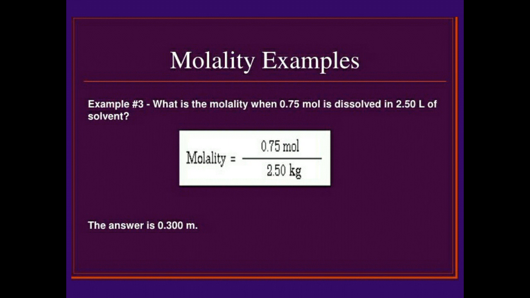Now in the third question, they have given us the number of moles, that is 0.75, and again the volume, that is 2.50 liters. So we will convert it into kilograms. It will become 2.50 kilograms, and the moles of solute are 0.75. So we will divide 0.75 by 2.50. It will be 0.300 m. That is the molality.